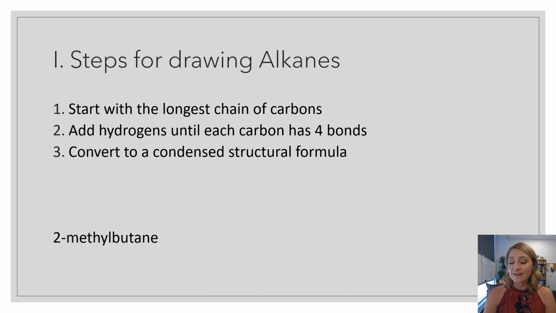So this alkane has a branch on it, a methyl branch. Okay, that's a single carbon branch on the 2nd position of butane, which is a 4-carbon parent chain with all single bonds. So I'm going to start with the longest chain. I'm going to start with that 4-carbon longest chain. 1, 2, 3, 4. I'm going to draw my little bond lines.